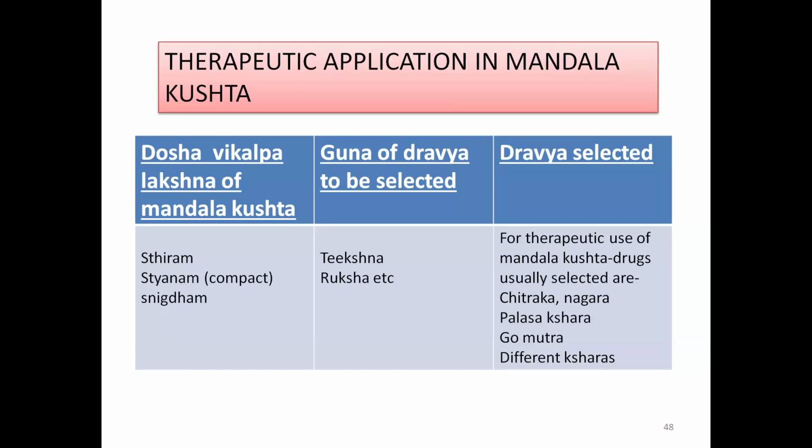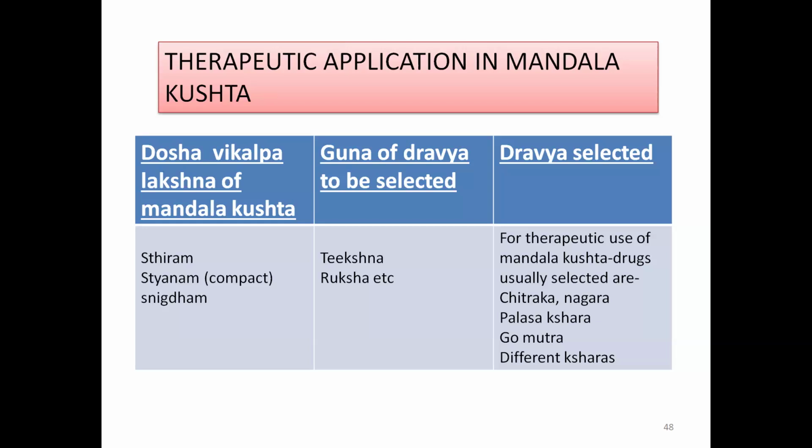And the guna of the dravya to be selected: what are the gunas? Tikshna, ruksha, etc. should be selected. For therapeutic use in mandala kushta, drugs usually selected are chitraka, nagara, palashakshara, gomutra, different ksharas. Even though the dosha vikalpa lakshanas can give us certain guidance about the dosha involvement, directly we won't use these types of medicines because in that particular samprapti, the involvement of ama may be there, involvement of other doshas may be there, and involvement of other samprapti may be there.